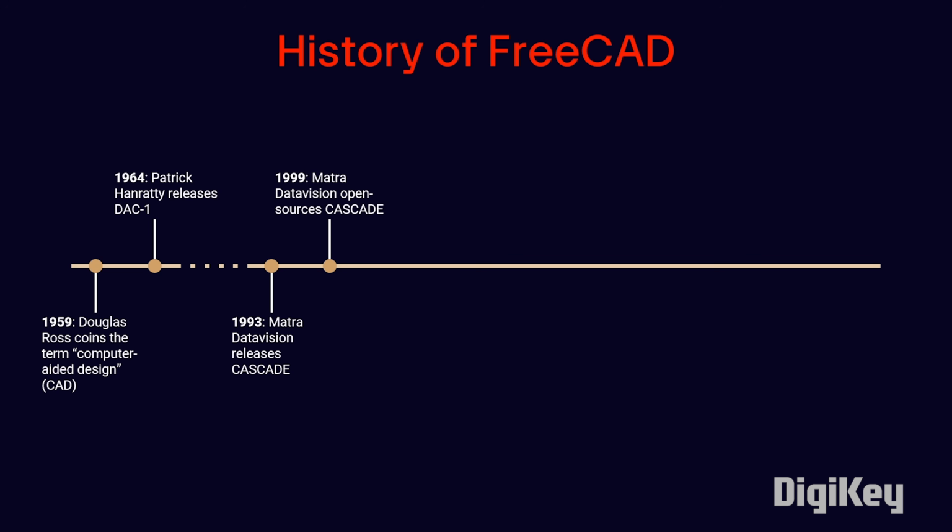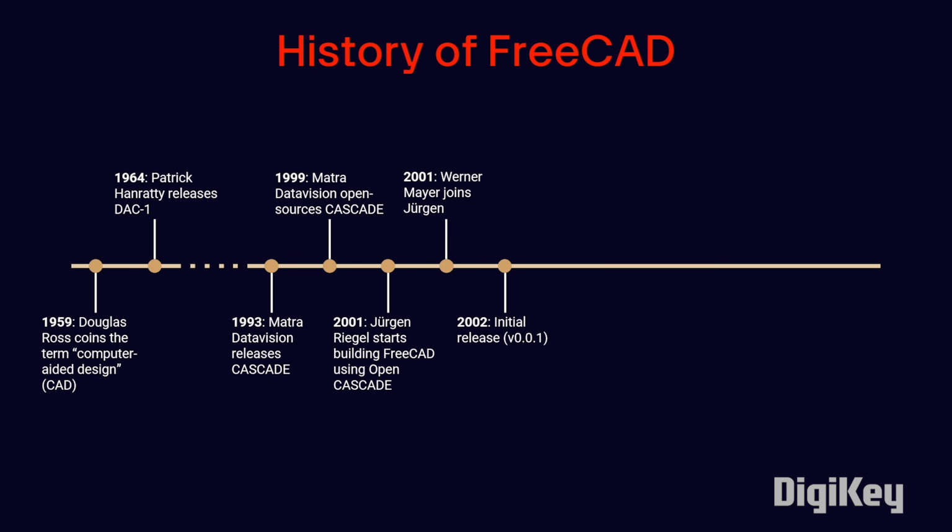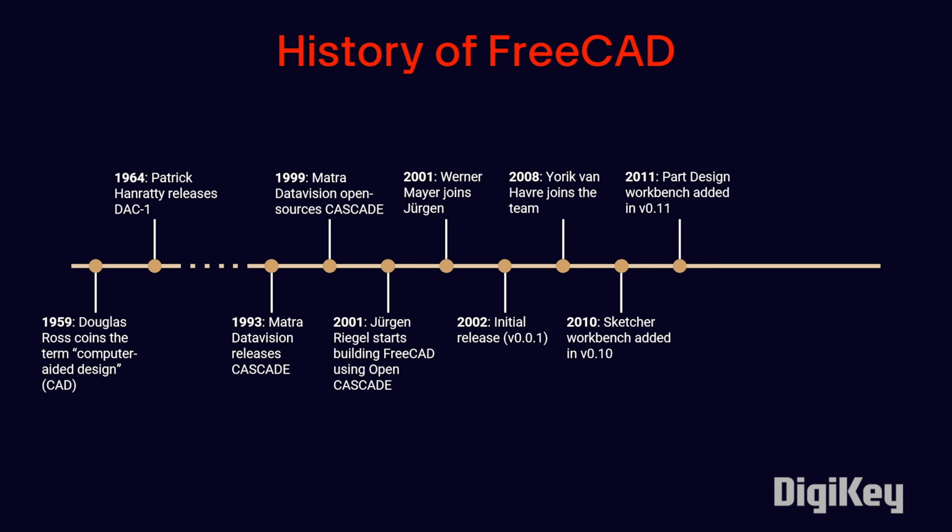Jürgen Riegel, who was working for Daimler in 2001 and had been building software on top of OpenCascade, started working on an open-source CAD software that he called FreeCAD. His colleague, Werner Meyer, joined him as soon as the project was announced. Together, they released the very first version of FreeCAD in 2002. A few years later, Jörg von Haver joined the team. From there, we see the Sketcher Workbench added in version 0.10 and the Part Design Workbench added in version 0.11. While FreeCAD consists of many different workbenches, as we'll see later, these are the two most important ones that you'll interact with regularly, especially as you're learning the software.